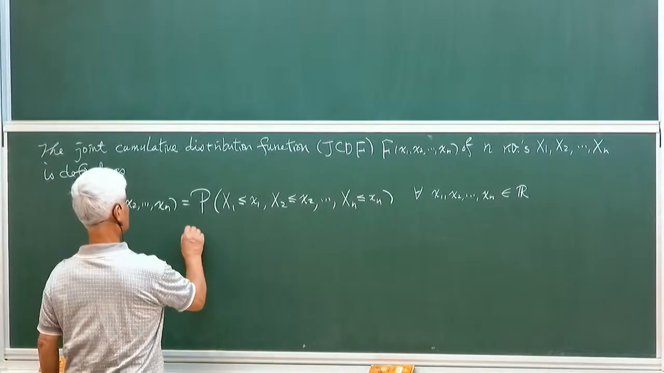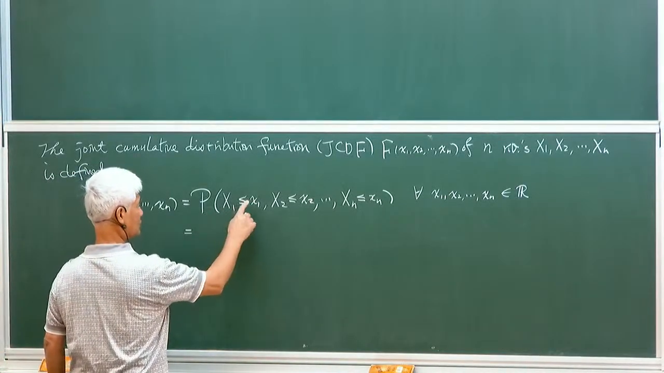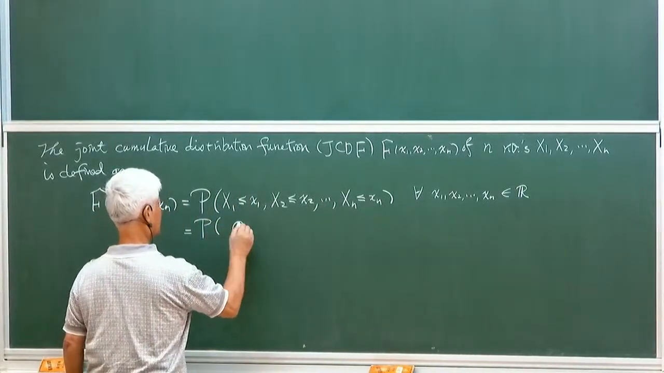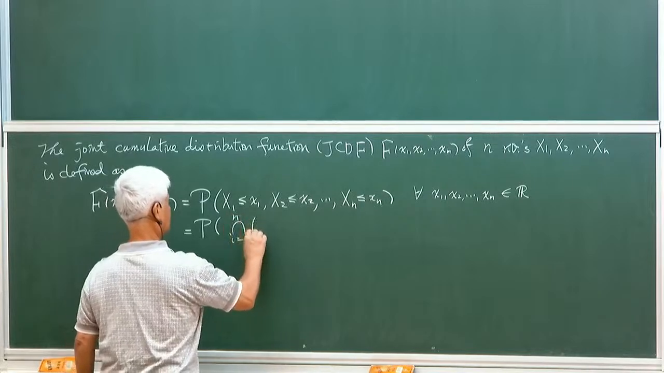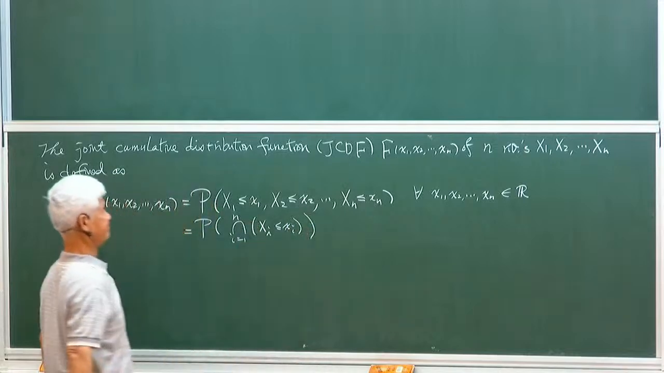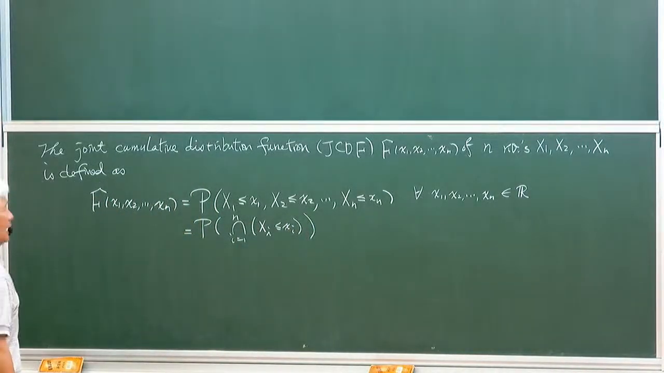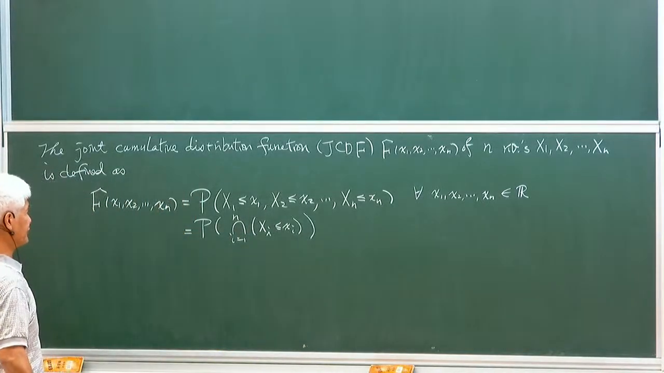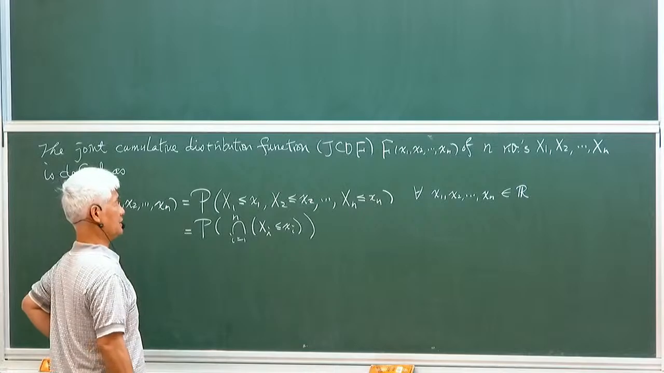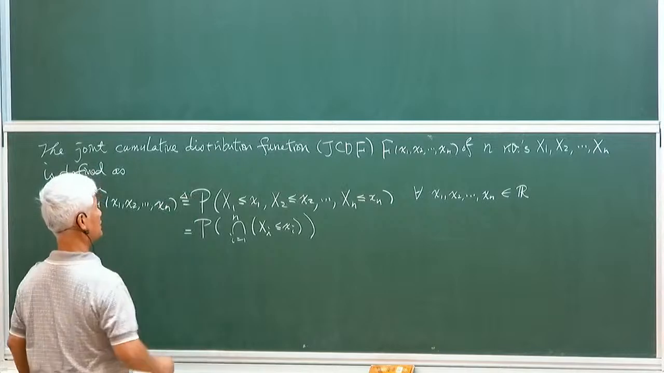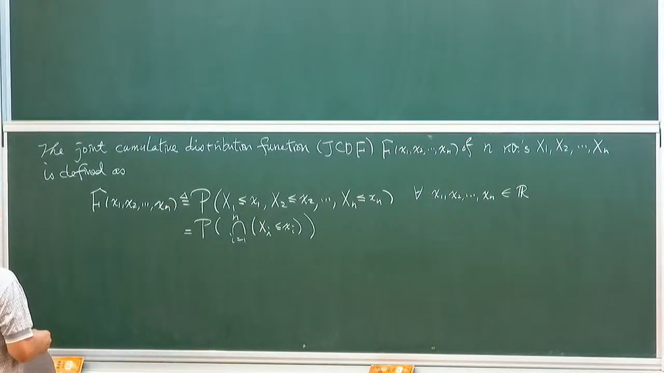Okay, and we know that this is the intersection of n events. And so this is then an event in the sigma algebra F, and so it has a probability measure. Okay, so this is the definition of the joint CDF of n random variables.